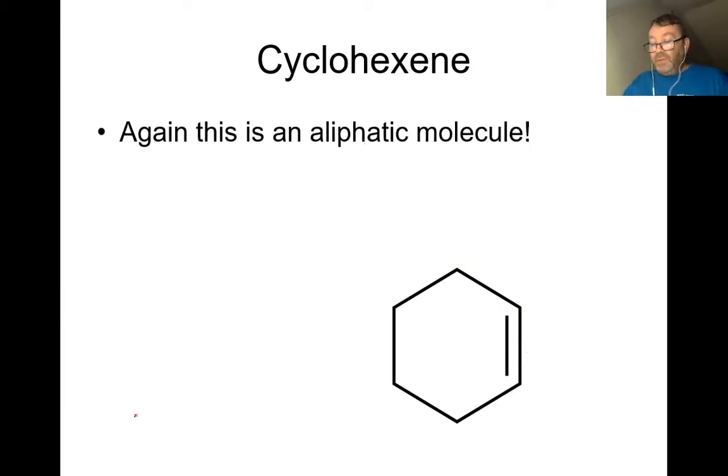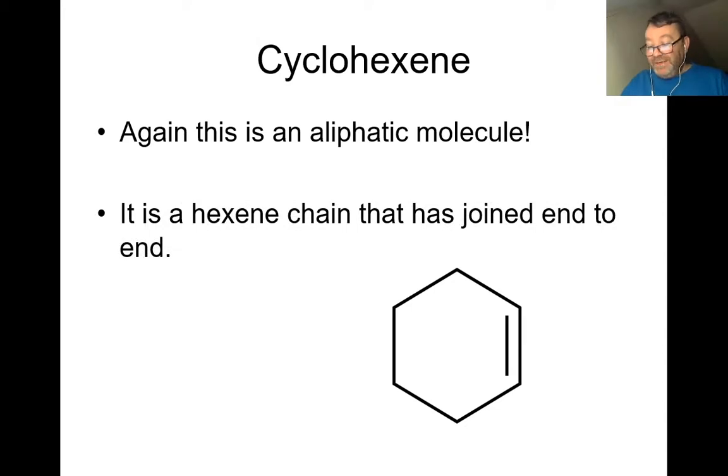So, cyclohexene is again an aliphatic molecule. It is a hexene chain that has been joined end to end. So again, the terminal hydrogens are removed and the terminal carbons are linked end to end. They form a hexagon, but the hexagon now contains the double bond that was in the original hexene molecule. It's not benzene, so therefore it is cyclohexene.